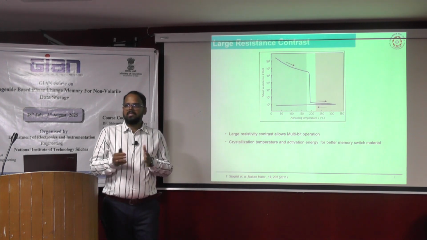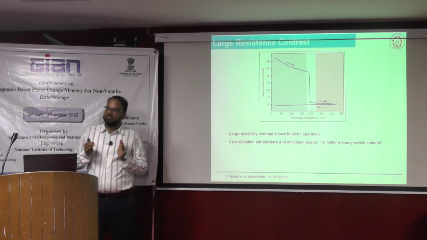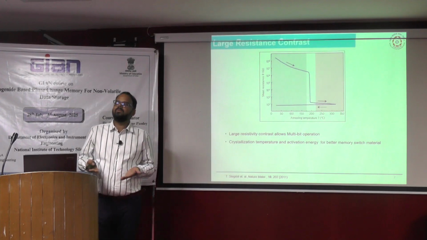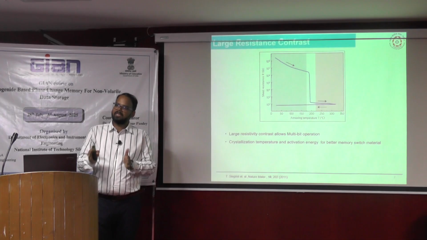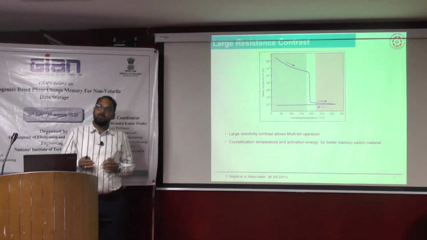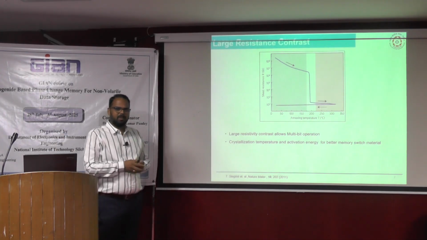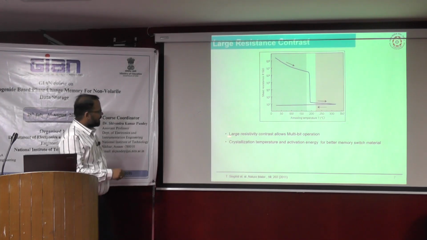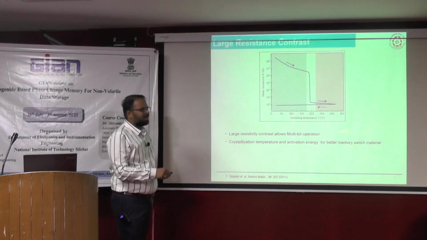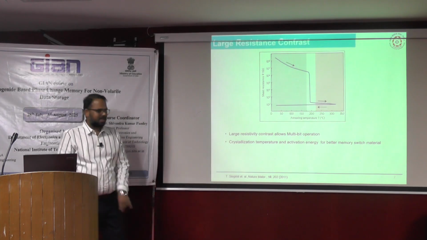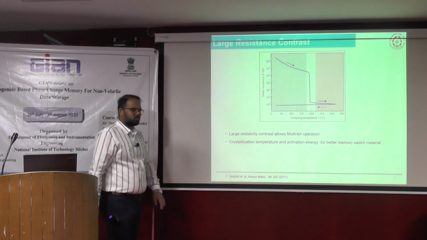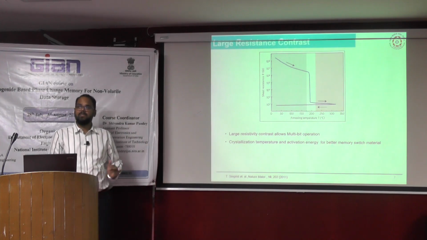If we are able to figure out the resistance, then later you can tune it, and you can see that yes, this material is appropriate. Some other properties we also need to identify, like speed and power. This large resistivity contrast allows multi-bit operation. This is the prime thing. And then crystallization temperature and activation energy are important for a better memory switching material. This is another way by which we can see this.